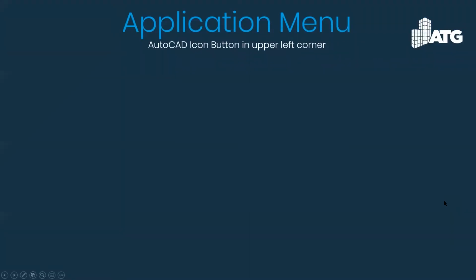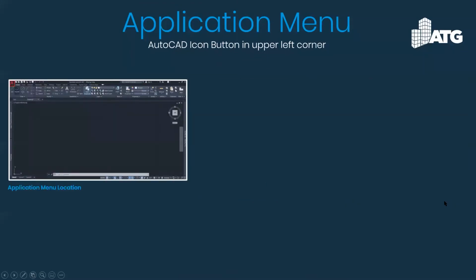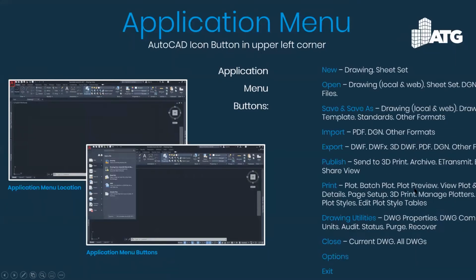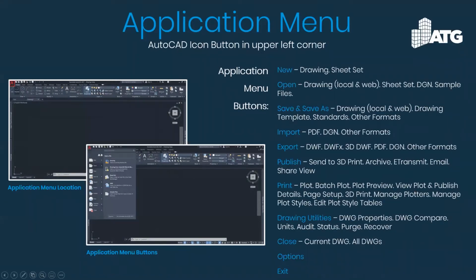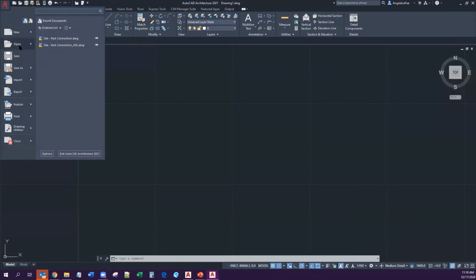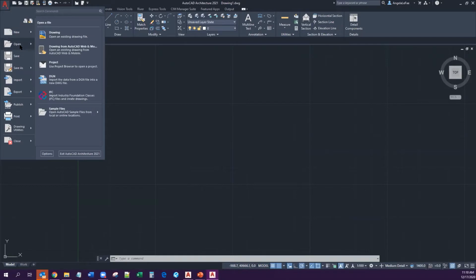Next is the application menu. And that is the AutoCAD icon button in the upper left-hand corner. You can see it's got a little red box around it. And here's the different buttons that you'll find in the application menu. And this is a pretty important menu. You can start a new drawing or project. You can open existing drawings from web and mobile. You can also bring in other types of files this way.